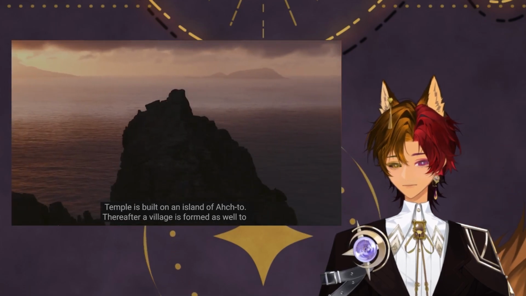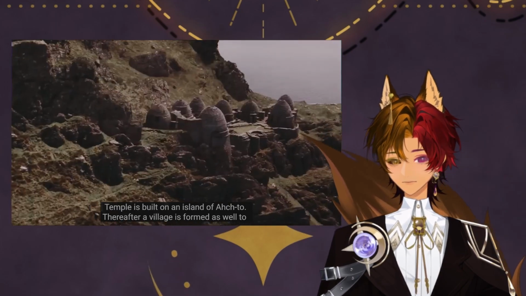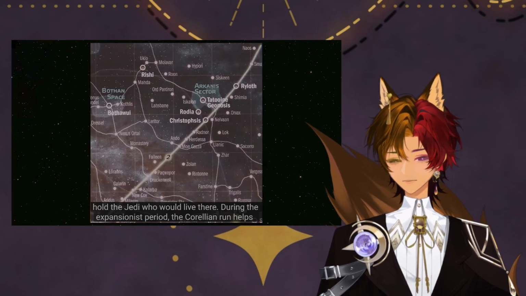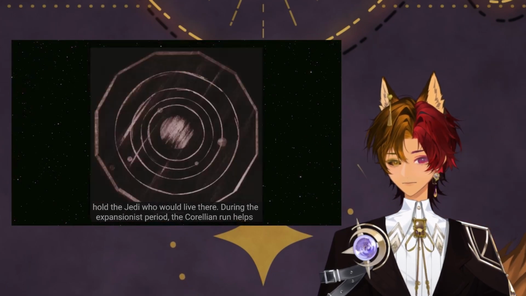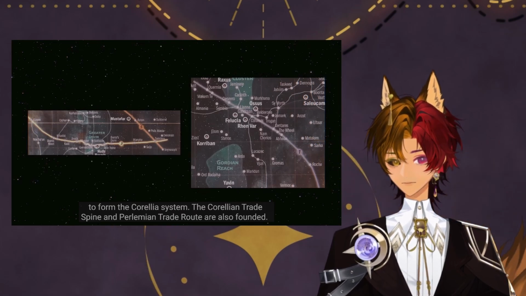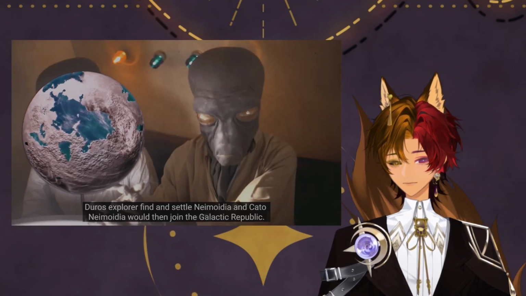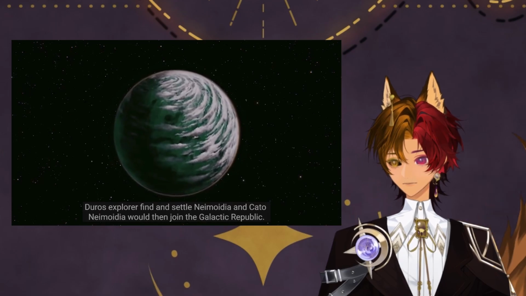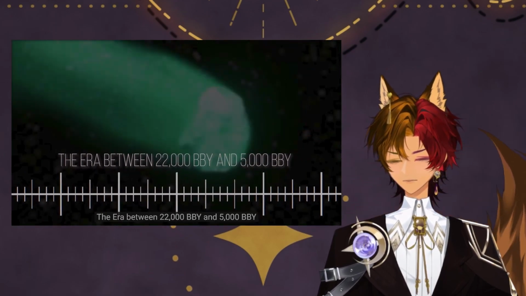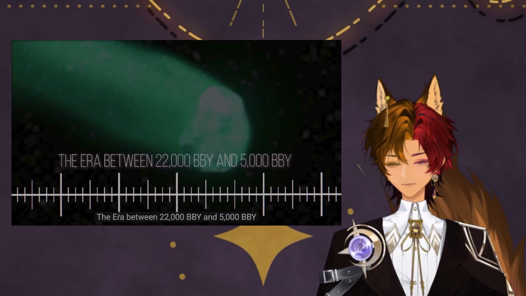The first Jedi Temple is built on an island on Ahch-To. Thereafter, a village is also formed to hold the Jedi who would live there. During the Expansionist period, the Corellian Run helps to form the Corellia system. The Corellian trade spine and Perlemian trade route are also founded. Duros explorers find and settle Neimoidia and Cato Neimoidia, and would then join the Galactic Republic. The era between 22,000 BBY and 5,000 BBY.